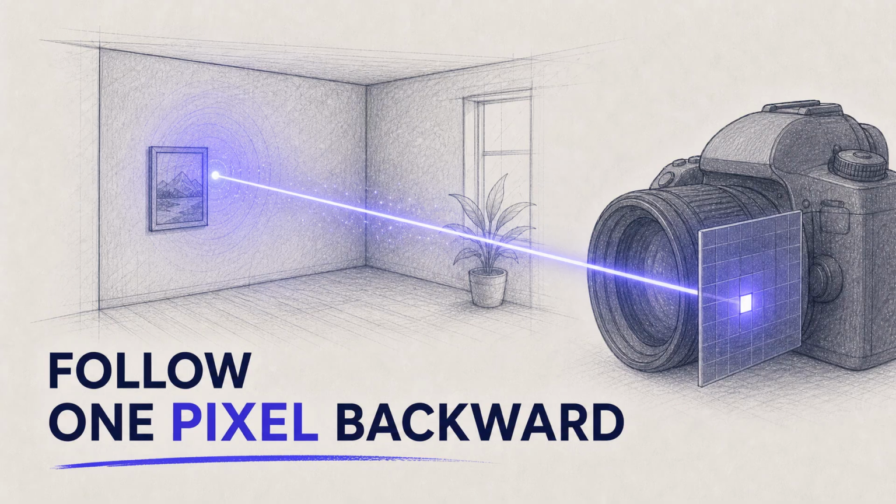To understand NeRF, follow one pixel backward. A pixel in a photo was created by light traveling along a ray into the camera. That ray passed through the scene. It may have hit a wall, crossed empty air, or picked up color from a shiny surface.